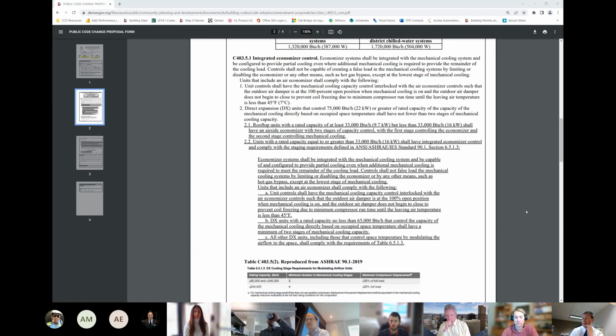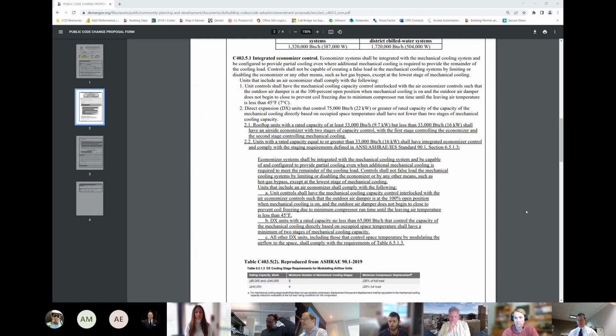Let us note that there's a typo in 2.1 where the BTUs are the same, but I think they're not intended to be. The 2.1 says rooftop units with a rated capacity of at least 33,000, but less than 32,000. So there's just a little bit of numerical editing that needs to be done there. Yeah, I think it's supposed to be 33,000 and 54,000. Right, yeah, thank you for the correction. There is that typo.